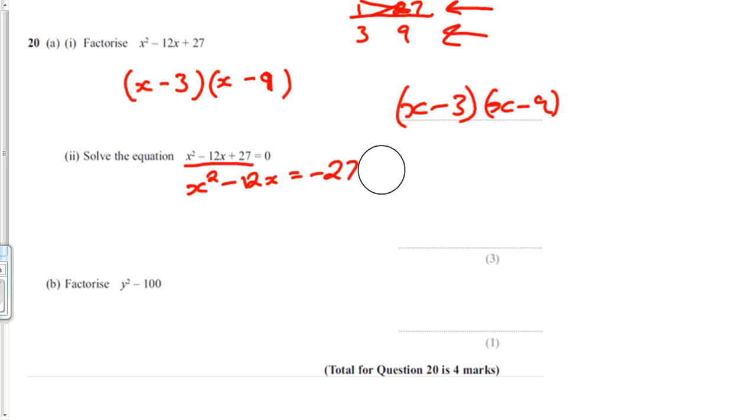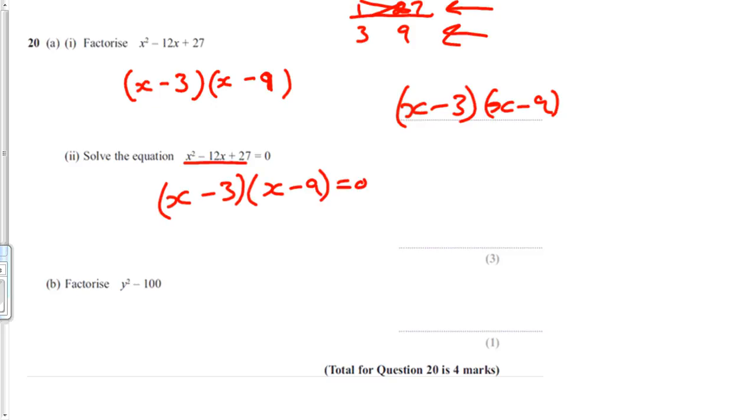What you need to do is, if you're ever asked to solve this where you've got x squared, something x and a number equals 0, the first thing we do is factorize it, which we've already done in the first question. Rather than writing out x squared minus 12x plus 27, we write out x minus 3 and x minus 9 equals 0. Now what we've got here is this bracket multiplied by this bracket, and if you set two things multiplying together to make 0, one of them has got to be 0.